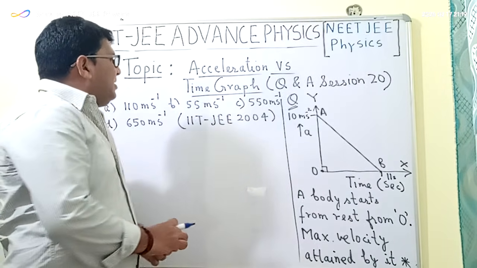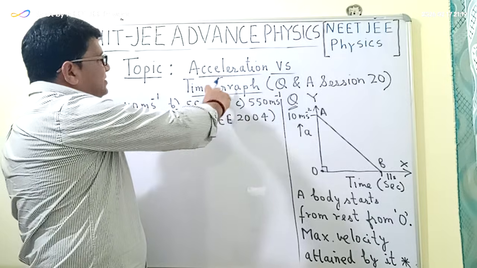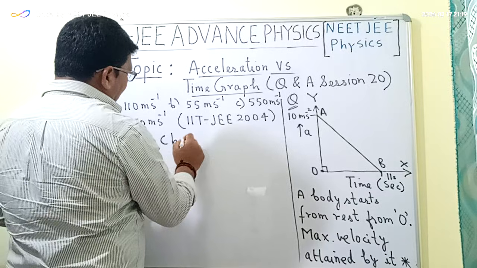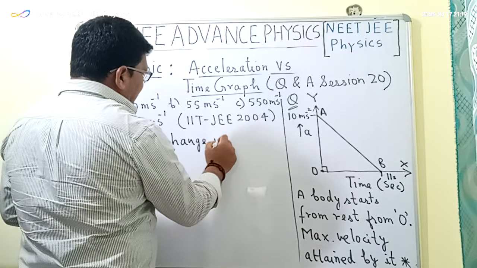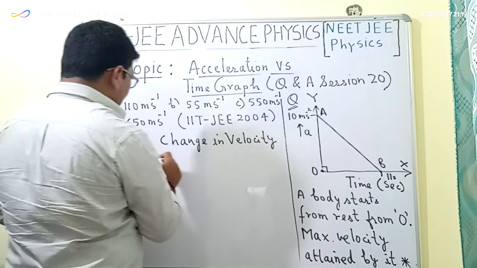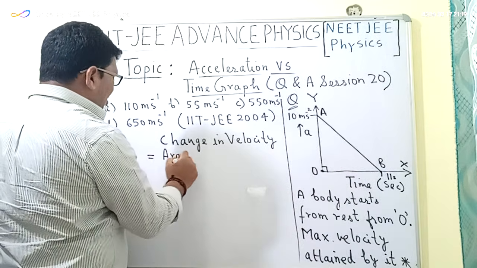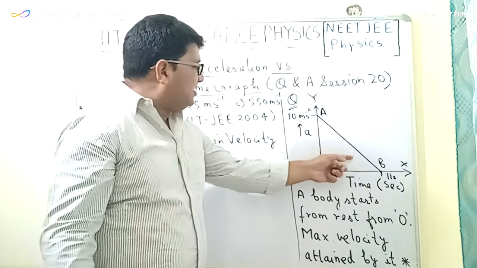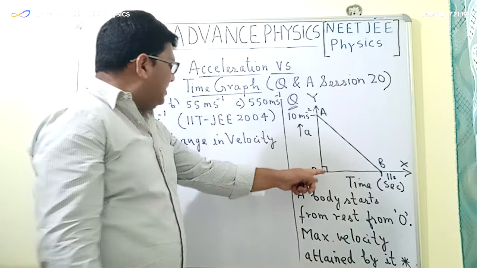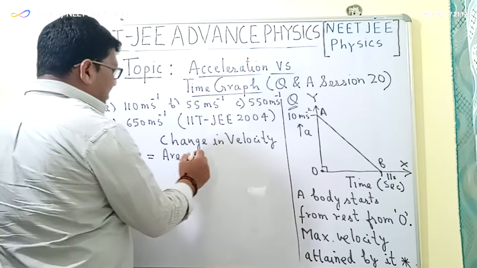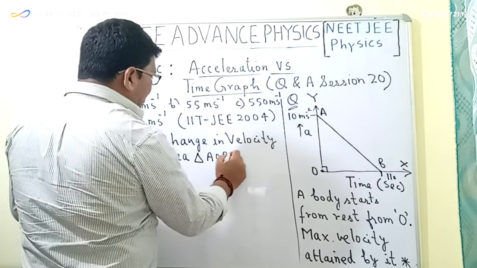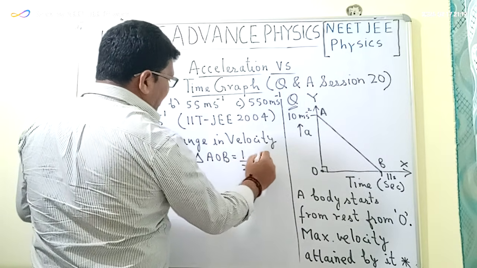So, the acceleration versus time graph is basically used to find the change in the velocity, and the change in the velocity is calculated by calculating the area of the triangle bounded by the curve here, this curve AB, this x-axis and the y-axis. So in this case, it is the right angle triangle. So the area of the triangle AOB will be equal to half into base.